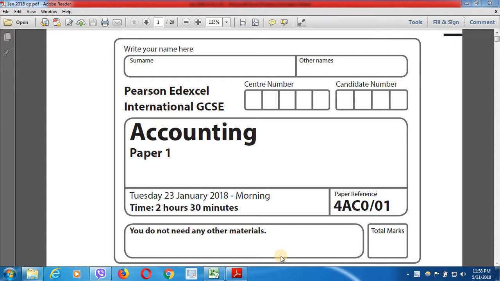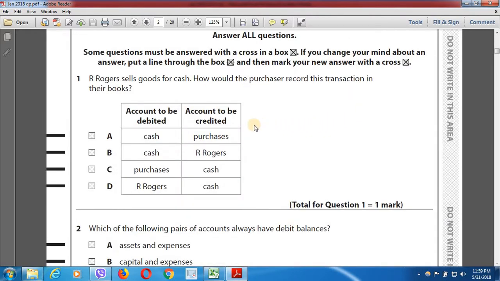Today we are going to solve January 2018 question number 1 to 10. So let's start. The question number 1 was, R. Rogers sells goods for cash. How would the purchaser record this transaction in their books?